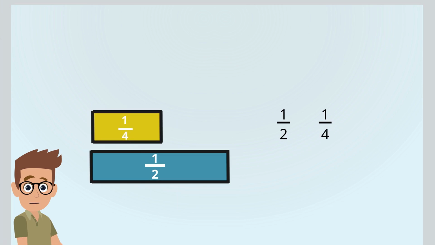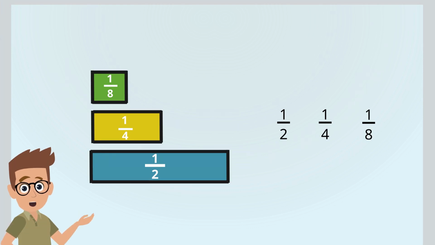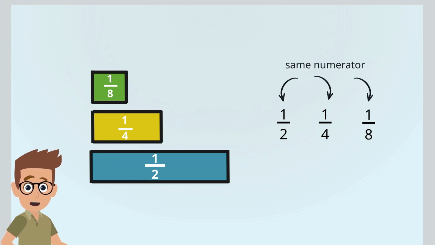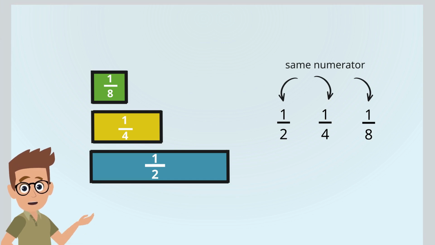Now, let us compare fractions that have the same numerator. In these three fractions, 1/2, 1/4, and 1/8, which is the greatest? 1/2, 1/4, and 1/8 have the same numerator, 1. So, we compare their denominators.